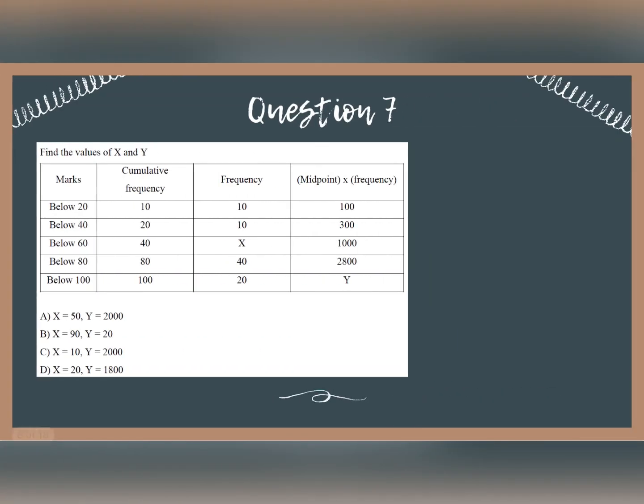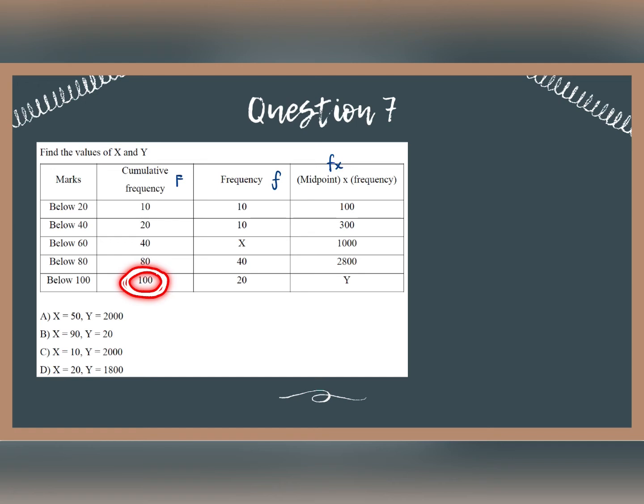Find the values of X and Y. Okay, so dia bagi kat sini ada cumulative frequency, capital F, frequency F kecil, midpoint times by frequency. So this is actually Fx. Okay, so macam mana kita nak dapatkan the value of X and Y? So let's look here. Sini X kan, kita tak tahu. Okay, so we know that the total frequency kita boleh refer kepada the paling last lah.